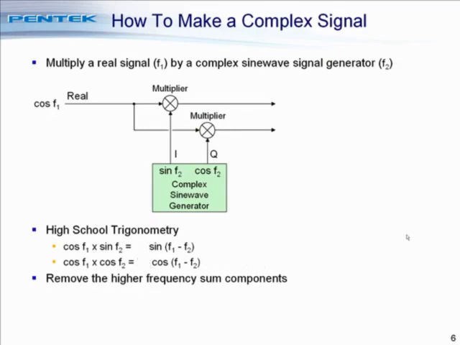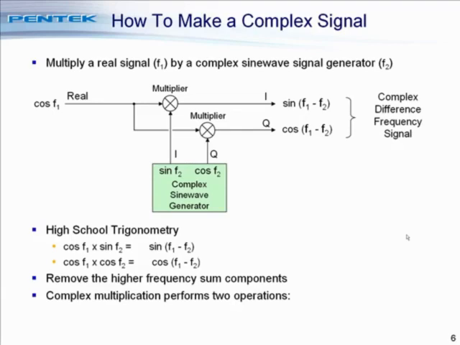we can reduce it to just these terms, and we can move those terms up in our block diagram, showing that in fact what we get at the output of this complex multiplier is an IQ term pair that represents the sine and the cosine, and it's the complex difference frequency signal that we've created. So the complex multiplication performs two operations. It translates the input signal f1 down to the difference frequency f1 minus f2.